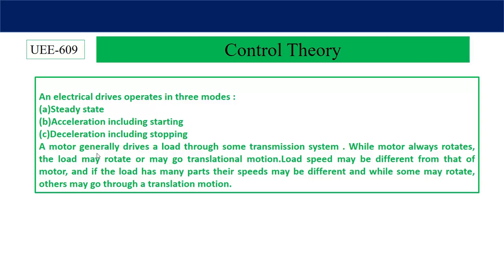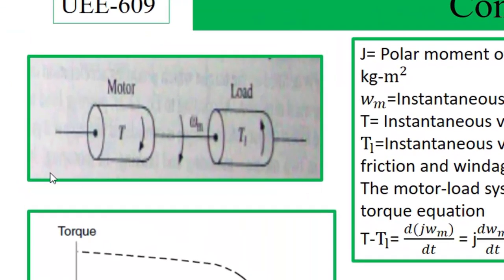Now this is a block diagram of a motor load arrangement, but in this case there is no transmission system. Directly the load is connected to the motor. The shaft of the motor is connected to the shaft of the load. Now this T is the torque developed by the motor. The speed of the motor is in this direction. Now the load torque is always opposite to the driving torque. Now what will happen if the driving torque is more, load torque is less, or if the load torque is more, driving torque is less? In that case, what will happen to the speed of the composite system?